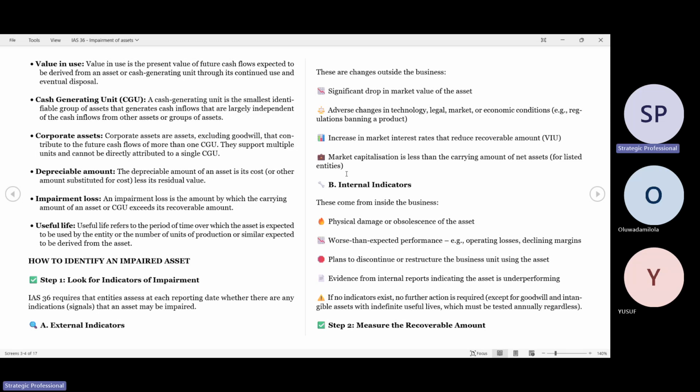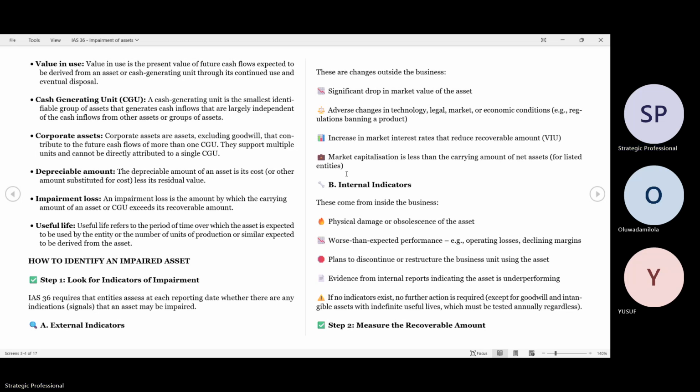Now, what market capitalization is saying is that companies that are listed have shares that the general public will buy, so they are always valued in the stock market. What is the company's value in the stock market? If the company's value in the stock market is, let's say, 40, and your net asset is, let's say, 50, it is an indication that the company needs to assess whether their assets have actually impaired or not. That is a very good scenario.